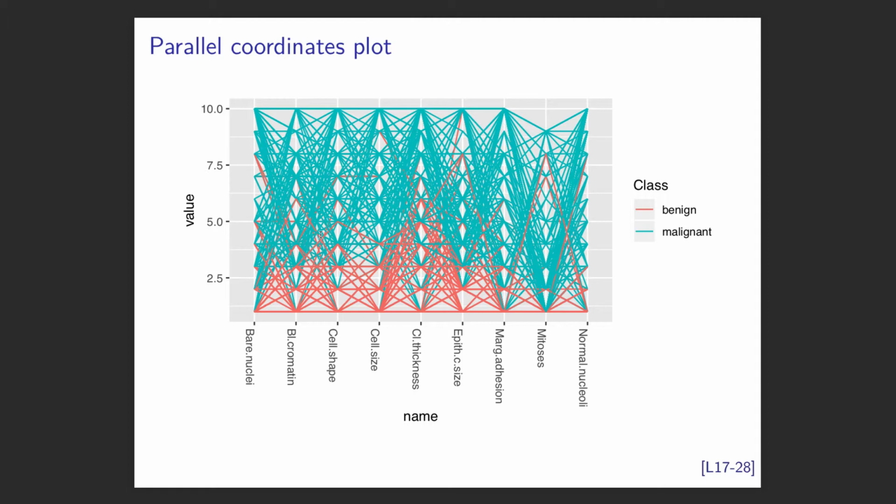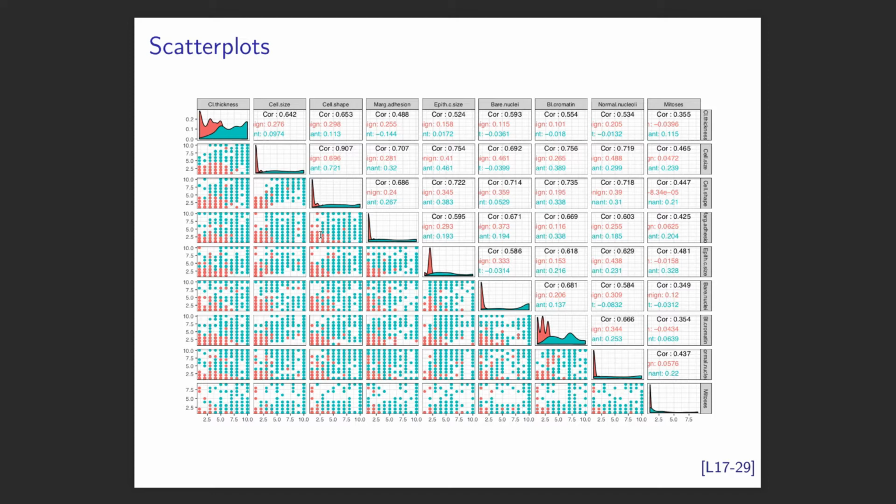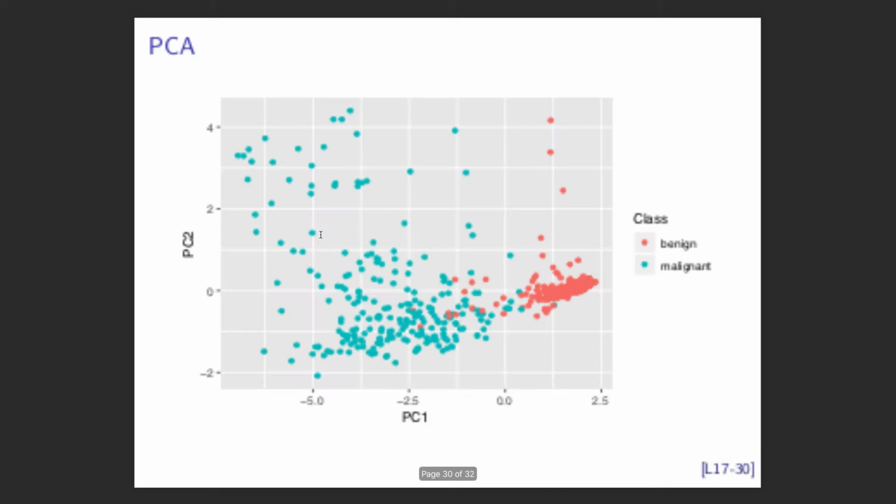Or you can do a really fancy GG pairs plot. What we've got here is our pairwise scatter plots. I've also got some density plots with some correlations put there. You can start to say the red's in the lower right, but it's hard to see a definite good predictor or definite good pattern. So we'll PCA it, because it's really hard once you get to this level of predictors to see the patterns.